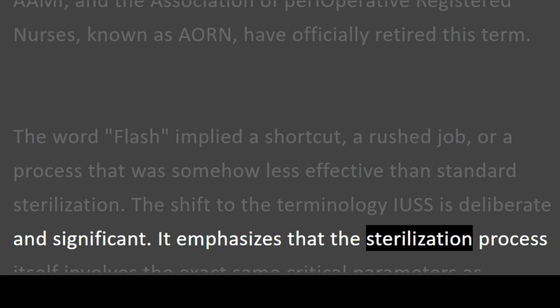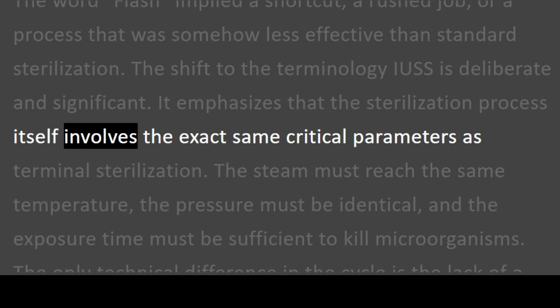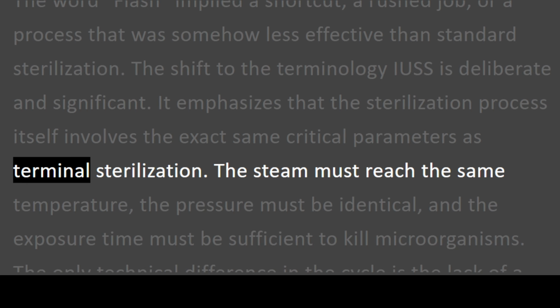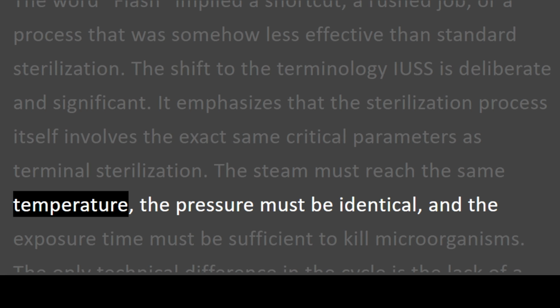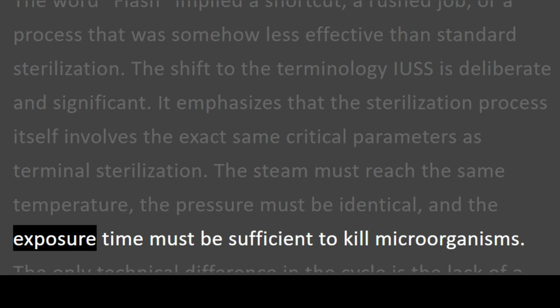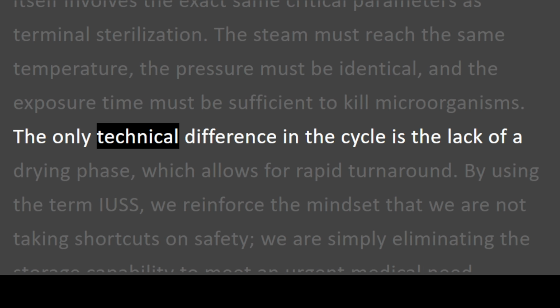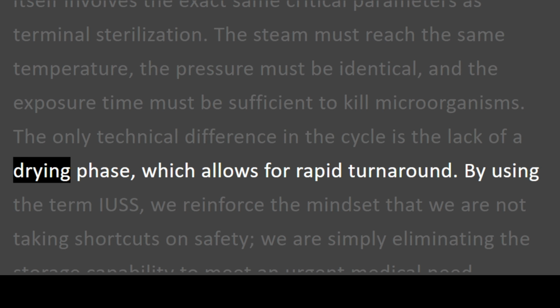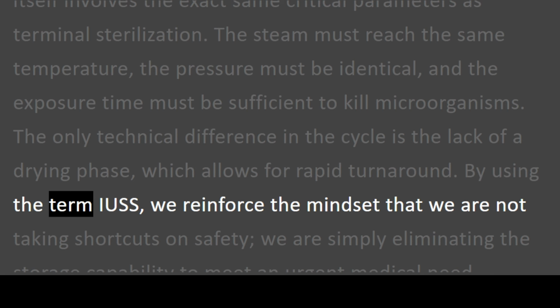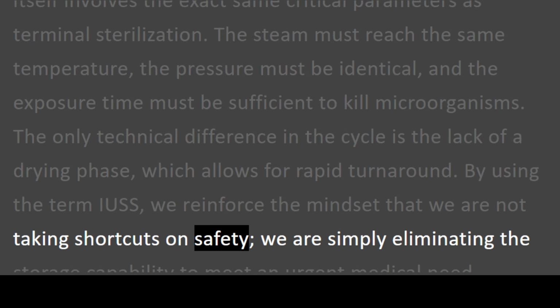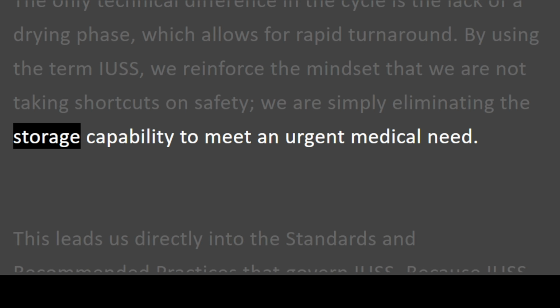It emphasizes that the sterilization process itself involves the exact same critical parameters as terminal sterilization. The steam must reach the same temperature, the pressure must be identical, and the exposure time must be sufficient to kill microorganisms. The only technical difference in the cycle is the lack of a drying phase, which allows for rapid turnaround. By using the term IUSS, we reinforce the mindset that we are not taking shortcuts on safety, we are simply eliminating the storage capability to meet an urgent medical need.